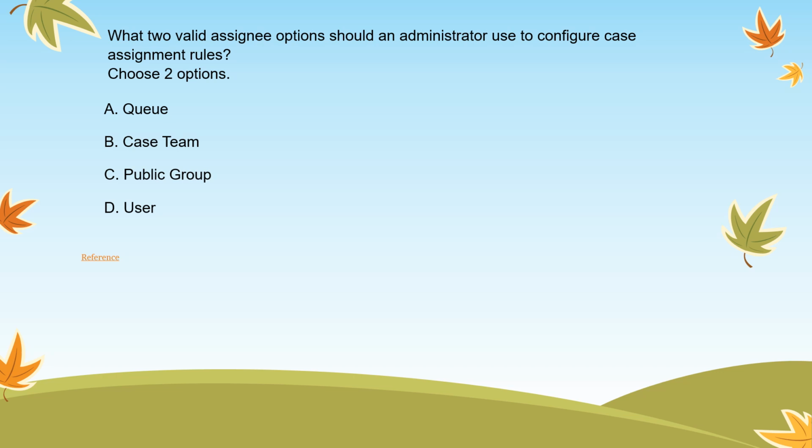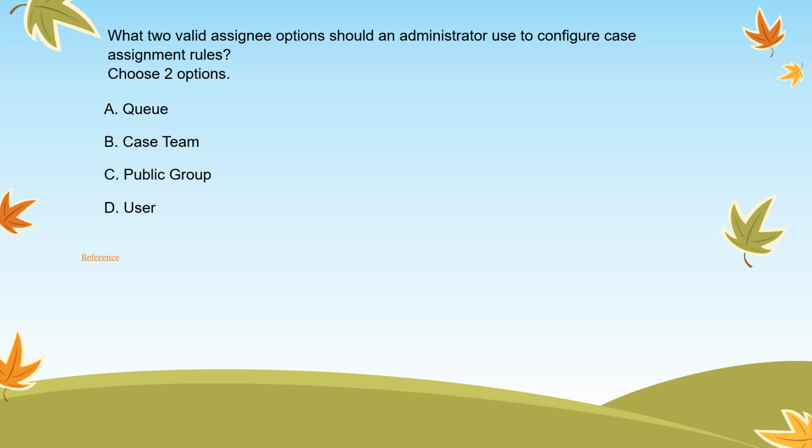What 2 valid assignee options should an administrator use to configure case assignment rules? So that's a pretty weirdly worded question, but it's taken directly from a test. So it wants to know who can be part of assignment rules. So we have queue, case team, public group, and user. So user can definitely be assigned to a case, and it can be in the assignment rules.